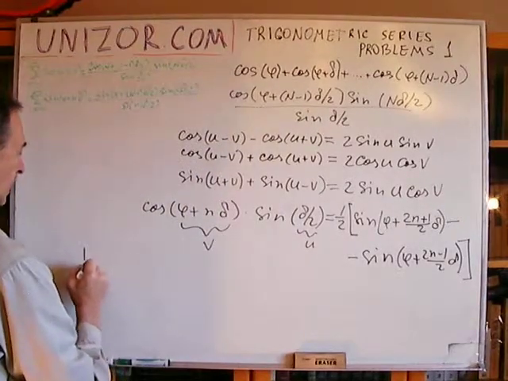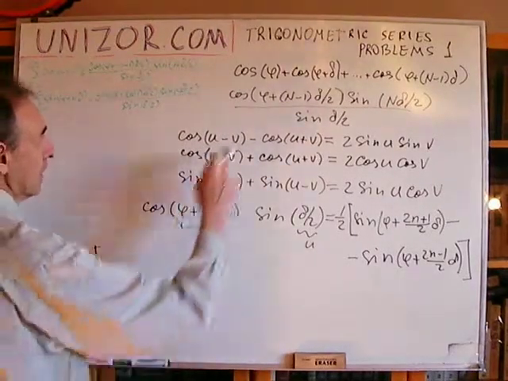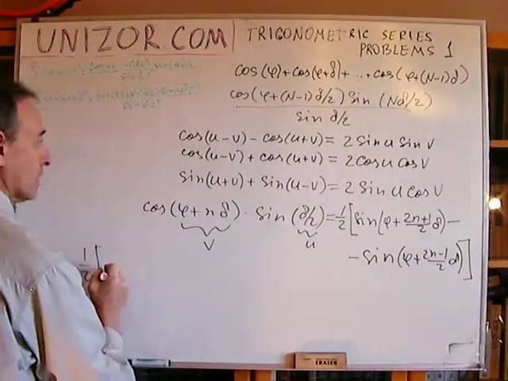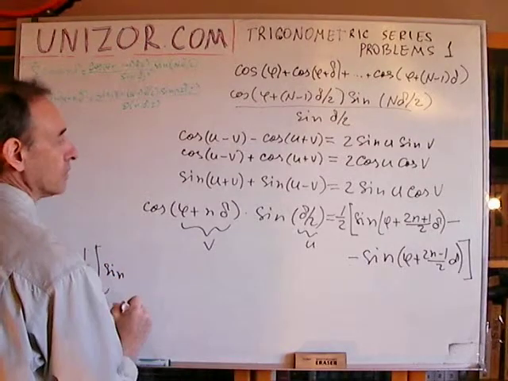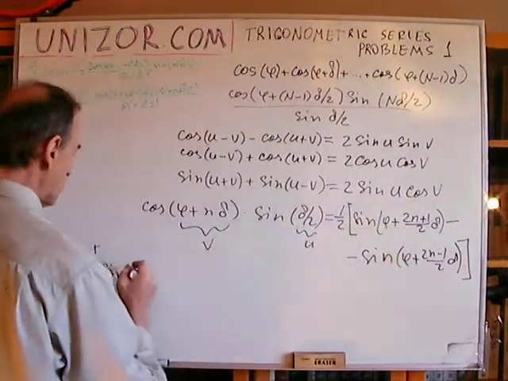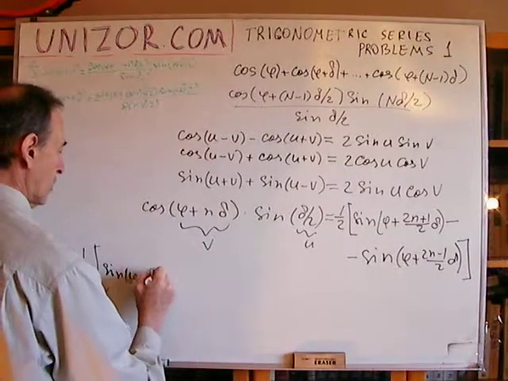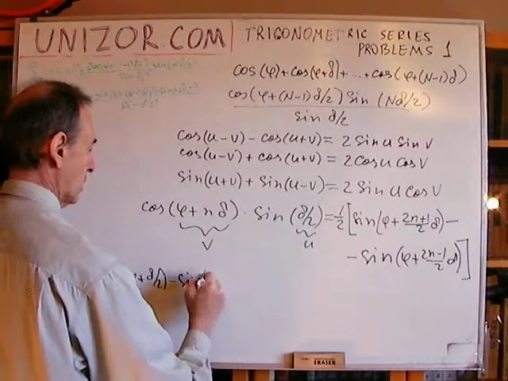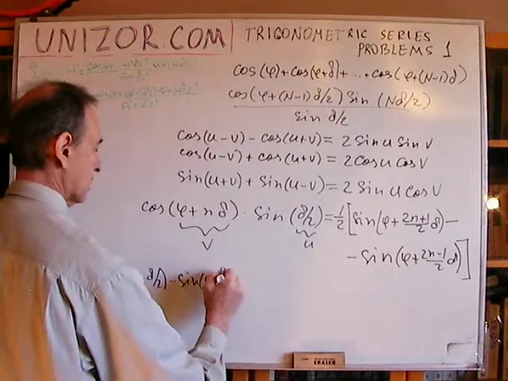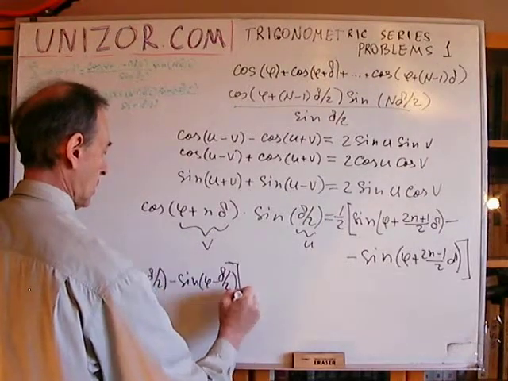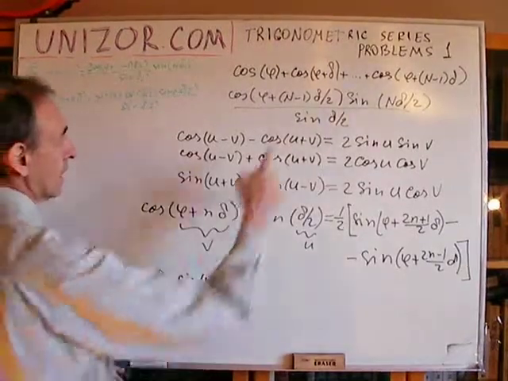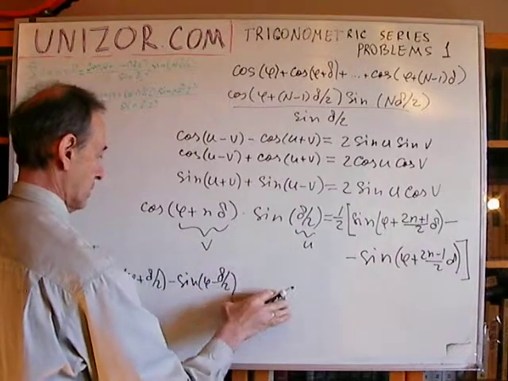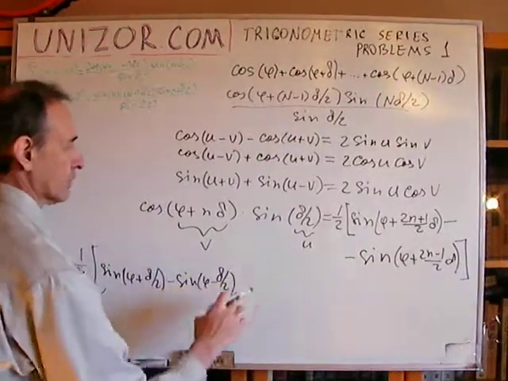So one half over. Now, this is the member with n equal to 0. And so in my parentheses, I will have sine of phi plus delta over 2 minus sine of phi minus delta over 2. That's n equals 0. Now, n is equal to 1, plus. Well, actually, I don't need this square bracket. This is over the entire thing.